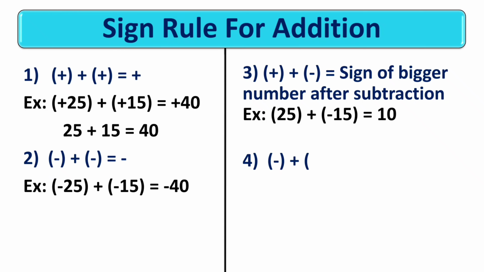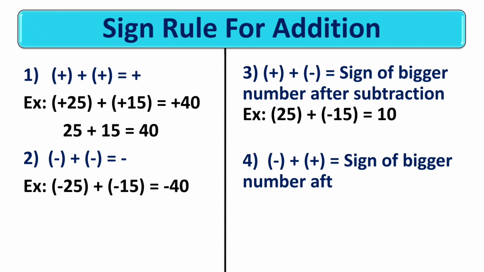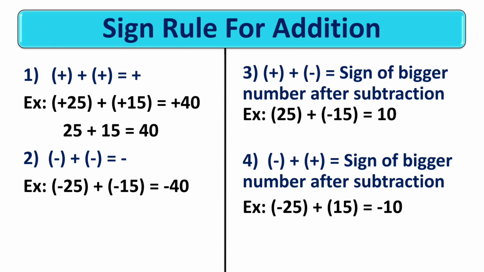Now the fourth rule is when negative number is added to positive number, we get a number with sign of bigger number after subtraction. For example, minus 25 plus 15 equals minus 10 as 25 minus 15 is 10 and sign of bigger number is negative, that's why we get minus 10.